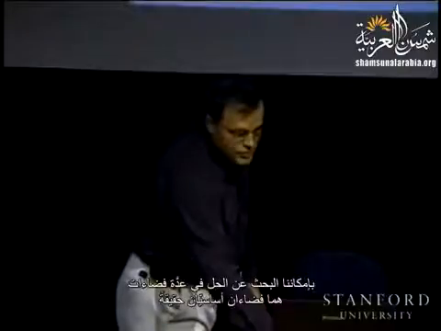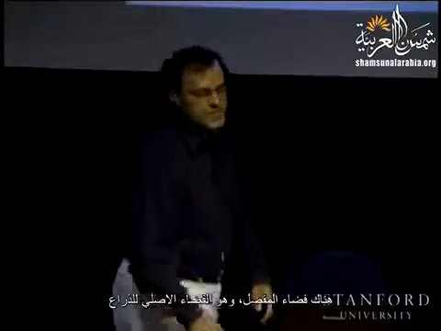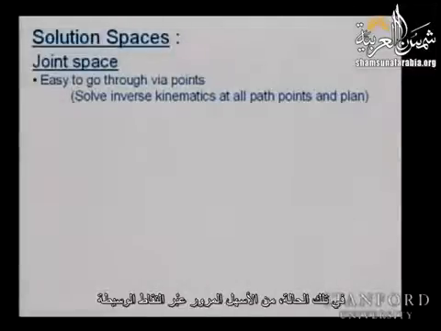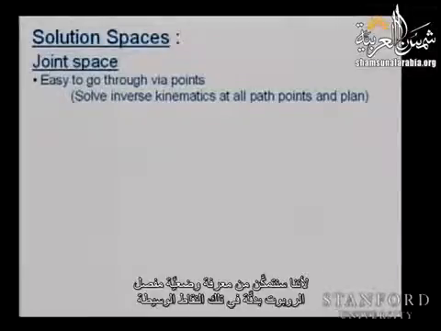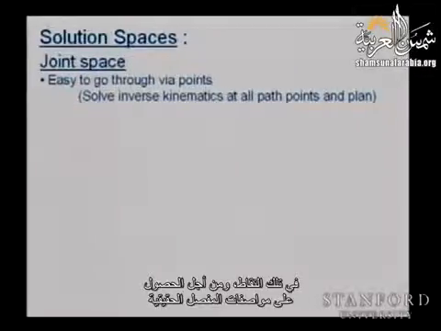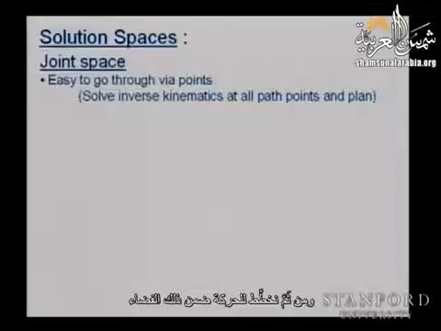We can look for the solution in several spaces, two main spaces really. There is the joint space for the manipulator. That's the native space for the manipulator, right? So in that case, it is easy to go through these intermediate points because we will know exactly what the joint configuration is going to be for the robot in these intermediate points. So at those points, in order to get the actual joint characteristic, we'll be solving the inverse kinematics at all the path points, and then we'll plan for a motion in that space.